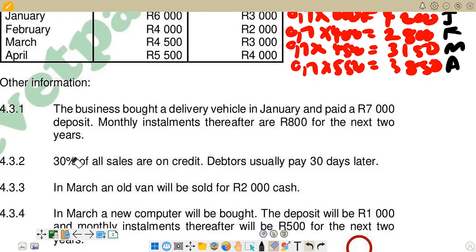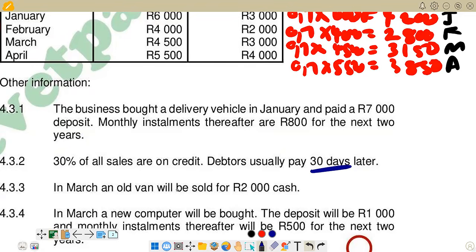If you come to 4.3.2, it's saying 30% of sales are on credit. Debtors usually pay 30 days later. So there is the key area that is explaining that the debtors will pay 30 days later. What it means is the credit sales for January will be paid, the money will be received, in February. So that's what it means. 30 days later, which means 1 month after.